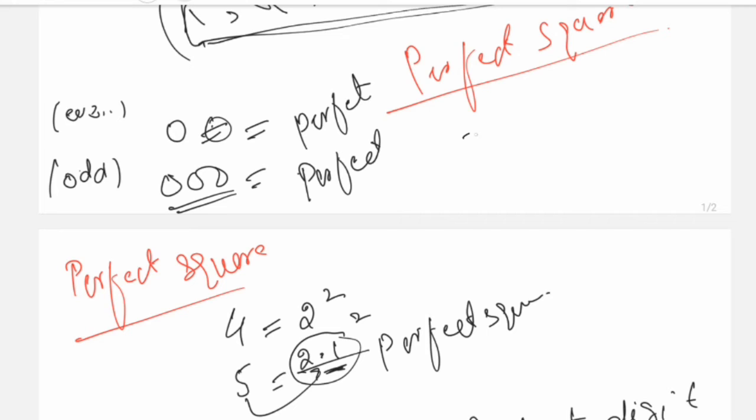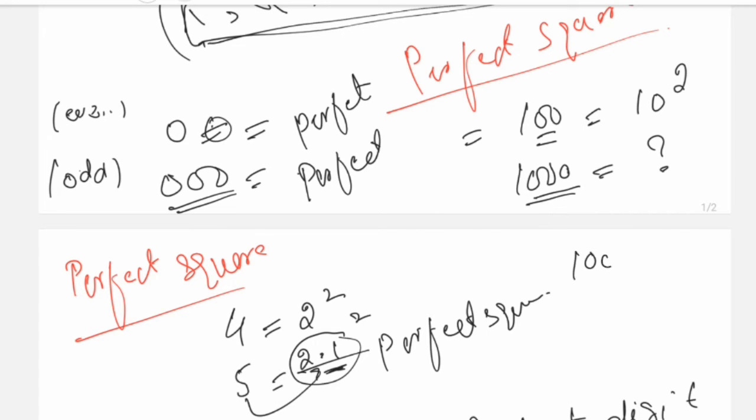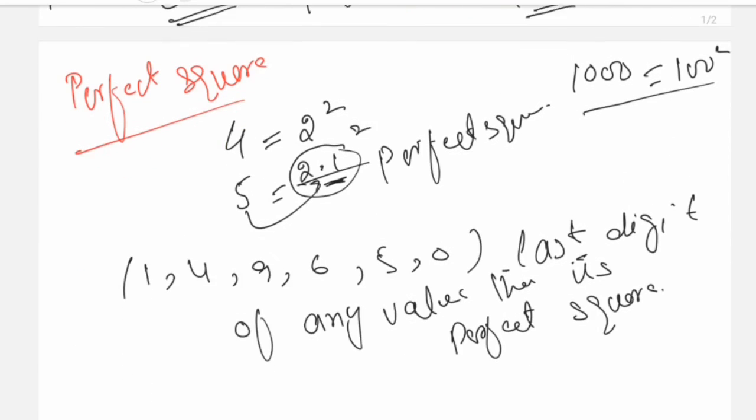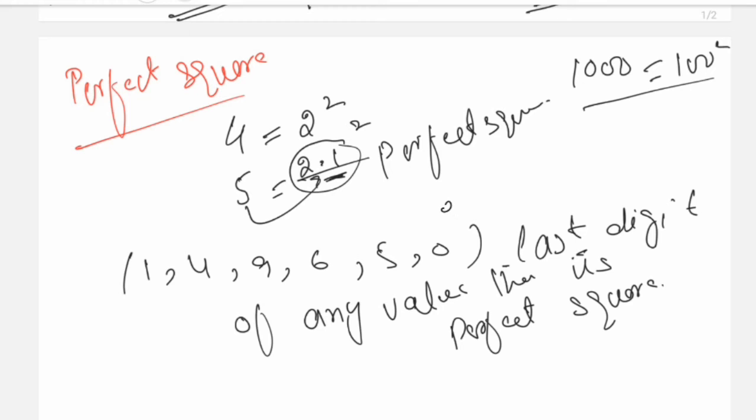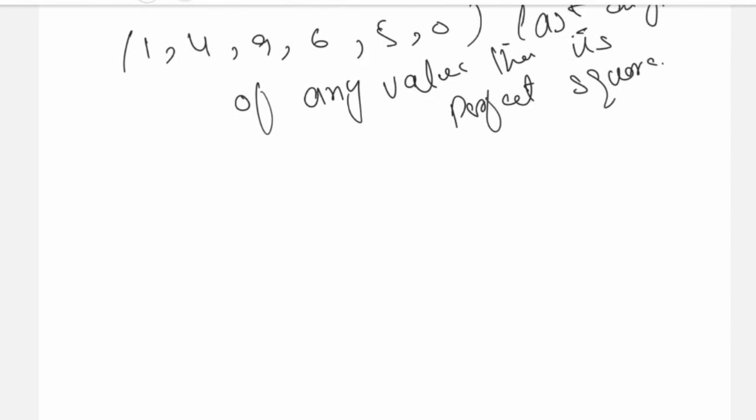How? See, 100 is the square of 10, which means it has an even number of zeros. When we have 1000, it's not a perfect square of any number. When we go to 10,000, it's a perfect square of 100. So in 0's case, always remember the number of zeros should be even for a perfect square. Our first question is like that.